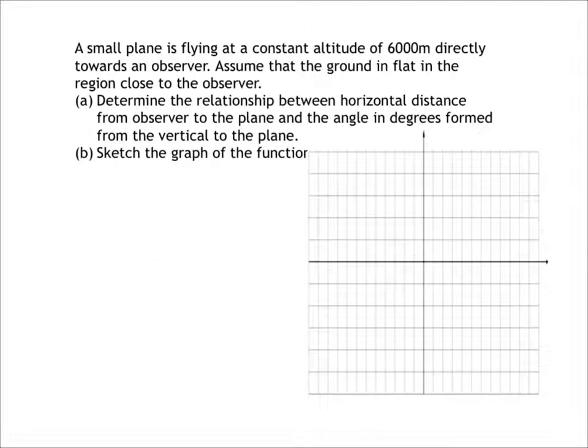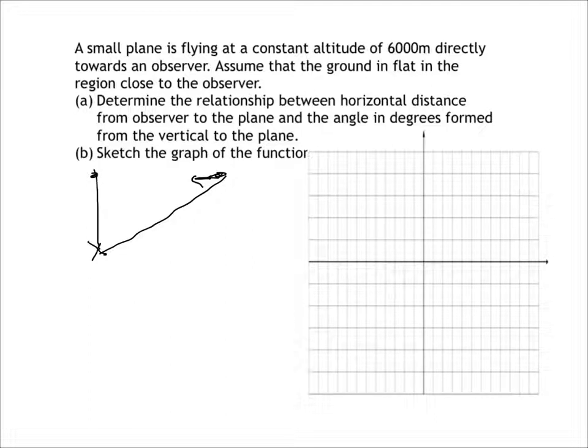So here we have one of our word problems having to do with tan. The A part says we need to determine the relationship between horizontal distance from observer to the plane and the angle in degrees formed from vertical to the plane. So let's draw a quick sketch. We have our observer. We have the direct vertical being above us. And we have a plane some distance away coming towards us.